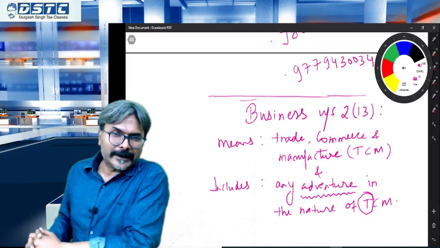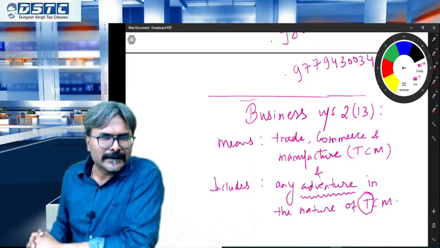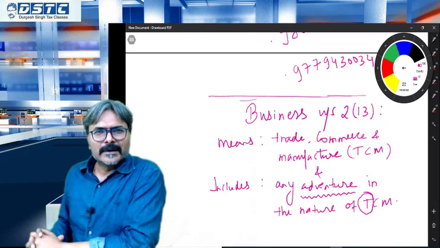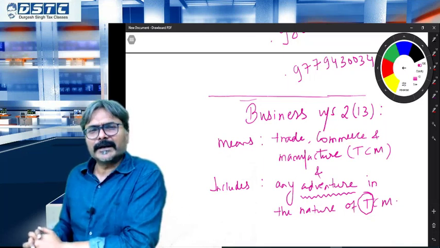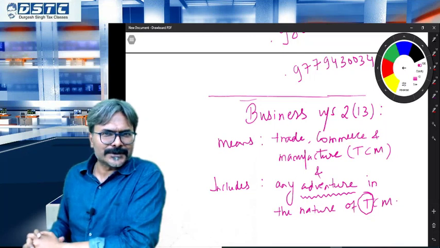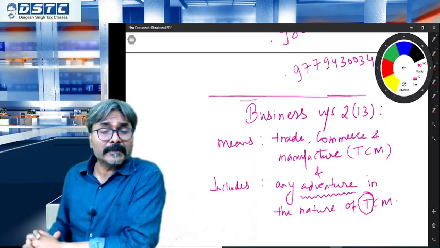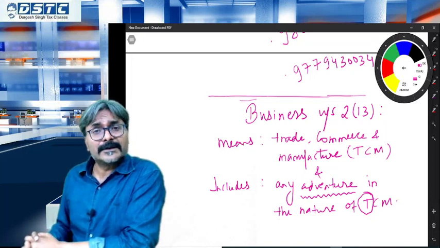What do you mean by trade? Buying and selling? Will that qualify as a trade? If we say buying and selling, will that be sufficient for it to be qualified as a trade? And the answer is no. Just because it's a buying and selling activity, that does not mean that it would be qualified as a trade.